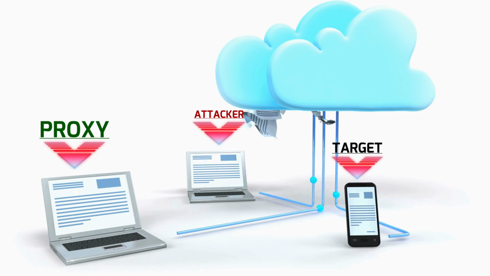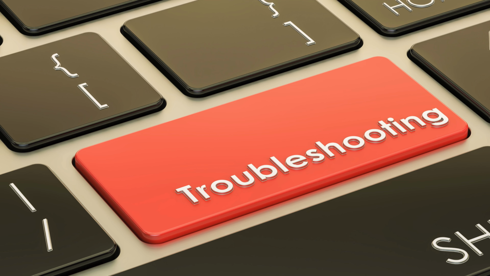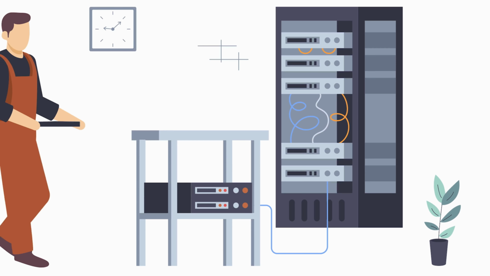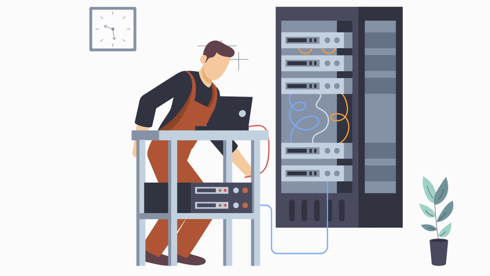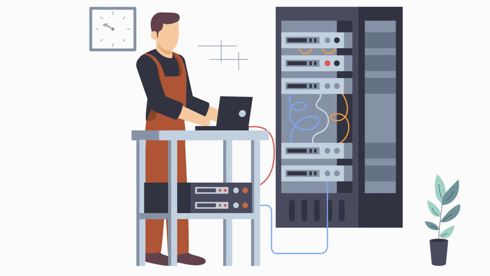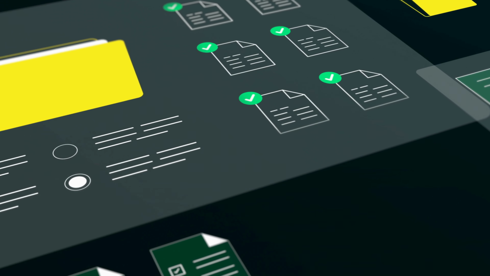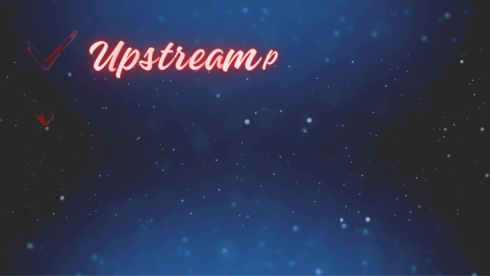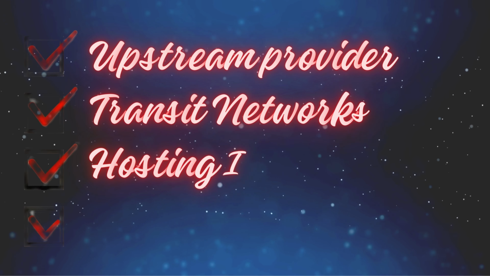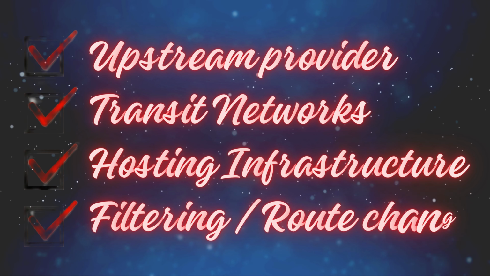2 reasons this matters. First, troubleshooting. When a connection is slow or dead, this shows you exactly where it breaks. Second, reconnaissance. A trace can provide clues about upstream providers, transit networks, hosting infrastructure, and where the filtering or routing changes may occur. Let's go tool by tool.